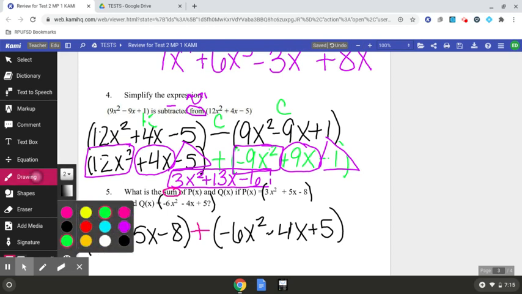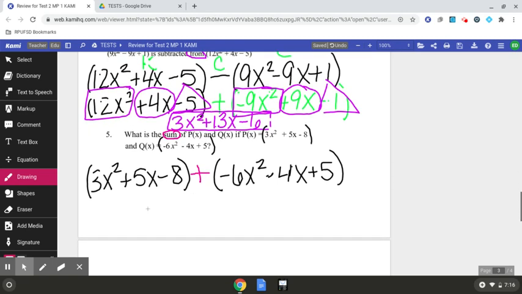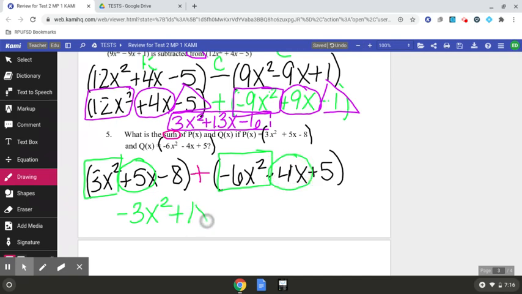Okay, then you're just combining like terms. You don't have to do keep change for this one because there's no subtraction. You're just adding these together. So 3x squared plus a negative 6x squared is negative 3x squared. 5x and a negative 4x would just be 1x. And then negative 8 and 5 would be negative 3. And that would be your answer.